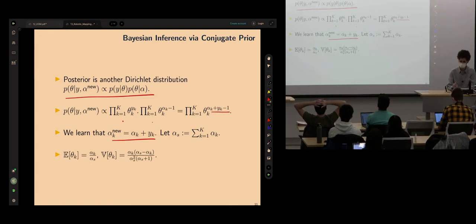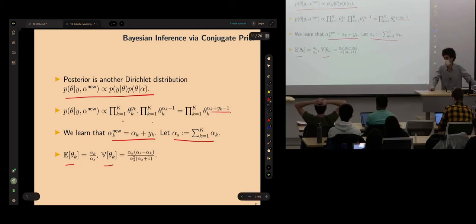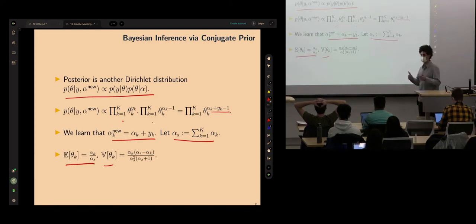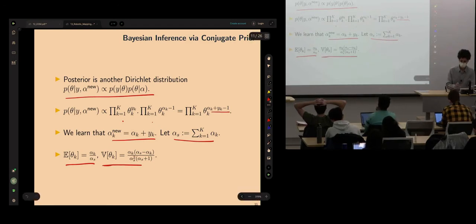Which is simple. We can just count, and you can define the sum to be like this. And if you go back to the Wikipedia page, we can show that the expected value and variance are possible to derive in closed form, and it's very simple. This mean is just saying that divide each alpha by the sum of other alphas. That will be the probability of that category. And the variance has this form you see here. So we are able to talk about the mean and variance for each category.